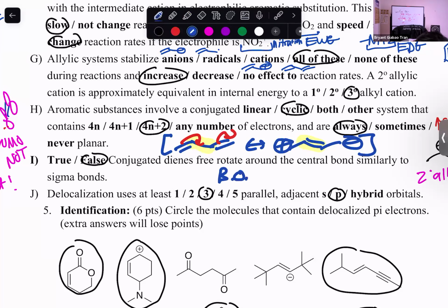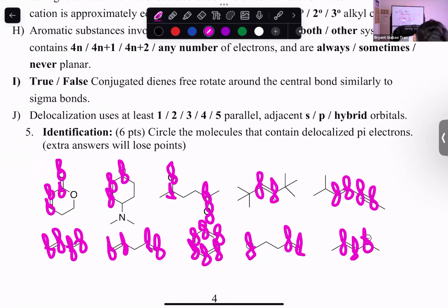Yeah, I think we can do this quickly. Let's draw out all the p orbitals like this: p orbital, p orbital, p orbital, and so on. Right. So I'm gonna highlight the ones that have a network of at least 3 parallel adjacent p orbitals.